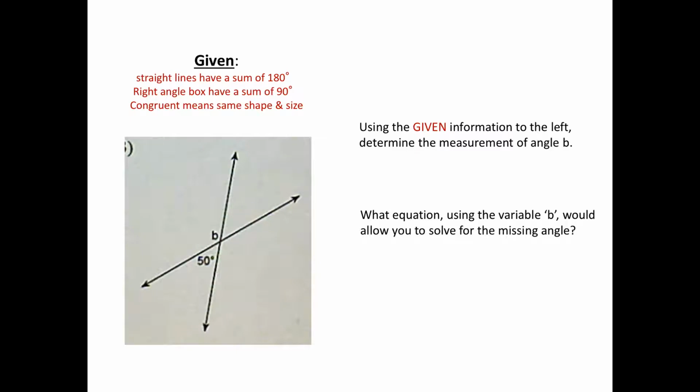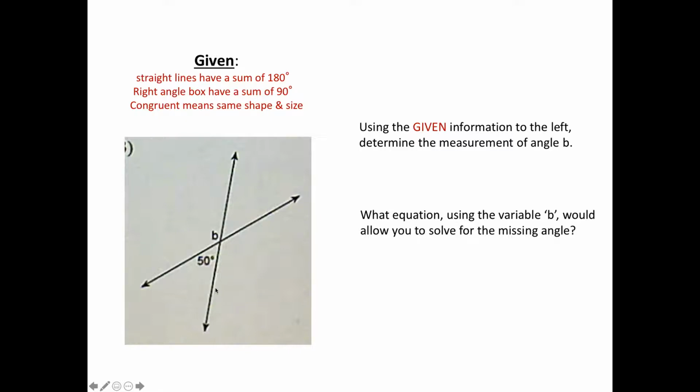Here's the second image. What I want you to do right now is pause your computer and try to go through it. Use the given information to the left, determine the measure of angle B, and write the equation that would go with it. Again, I see angle B, and I see 50 degrees. So pause your computer.